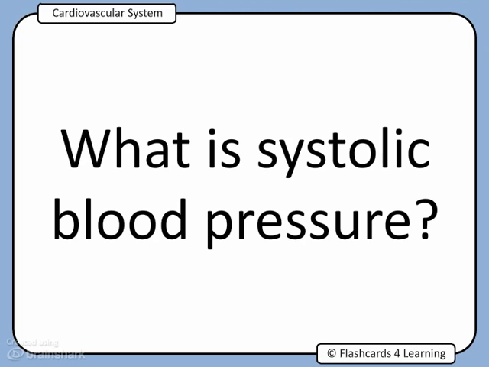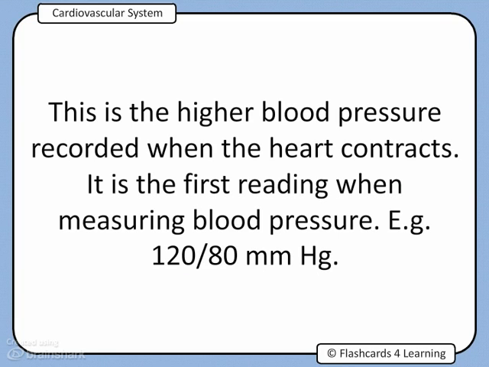The first of which may be, what is systolic blood pressure? So let's have a look. Okay, so it's important to be aware that there are actually two readings when we take blood pressure. The first of which is the systolic blood pressure. As you can see, it's the higher of the two blood pressures recorded when the heart contracts. Okay, it's the first reading when we take blood pressure, and for example, it might be 120/80, and 120 would refer to your systolic blood pressure.